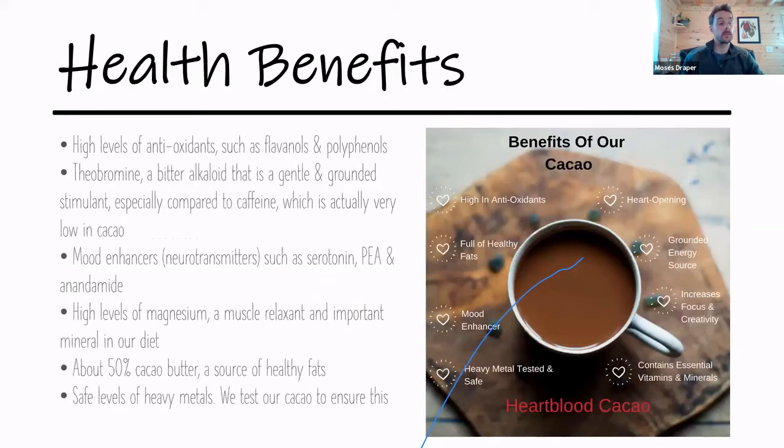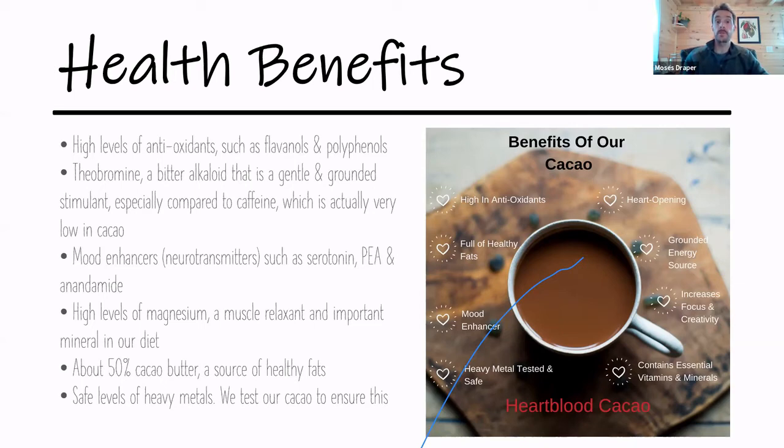Health benefits. Cacao is considered one of the more complex plants out there, and it's almost like the more we learn about it, the more we realize we don't know much about it. So this is kind of a current snapshot of things that we know about cacao and its health benefits. Since the craze of dark chocolate and the health benefits was kicked off, there's a lot more research coming out every year about the different compounds in cacao and the things they do for us. So this is a short snapshot of that.